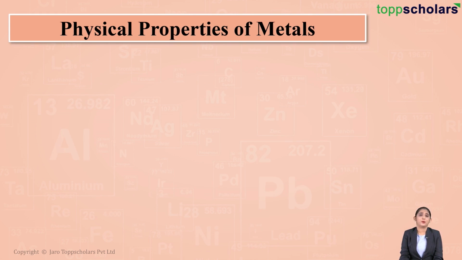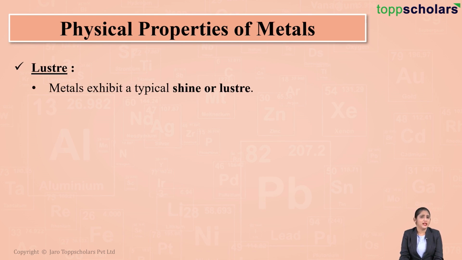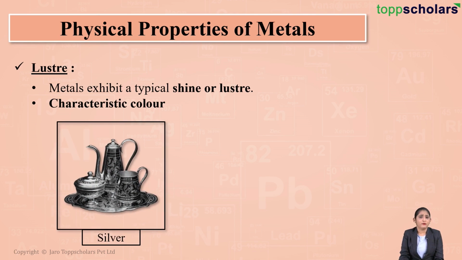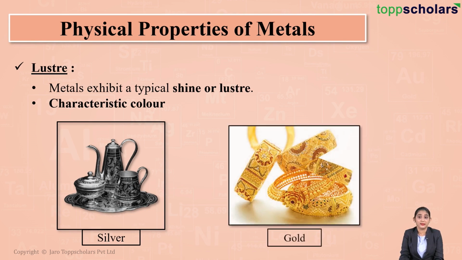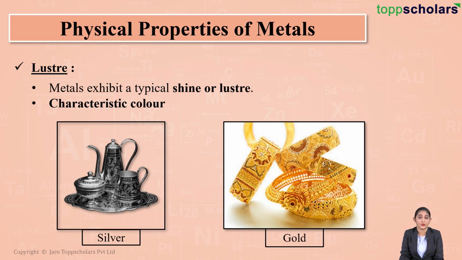The next physical property is lustre. And what does lustre mean? Lustre simply means shine. That is, metals have a shiny appearance, right? If you look at any metallic object, its surface is quite shiny, which means that metals exhibit lustre. They also have a characteristic color. Now, if you look at silver utensils, they have a shiny appearance. Similarly, gold has a brilliant shine, because of which it is widely used in making ornaments and jewelry.